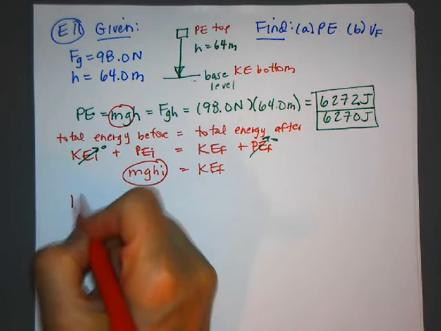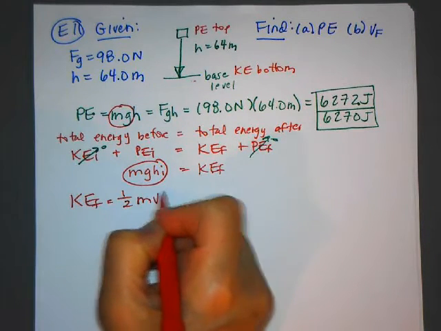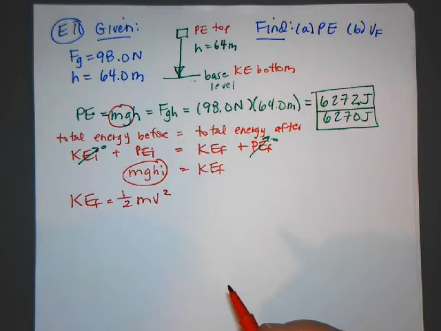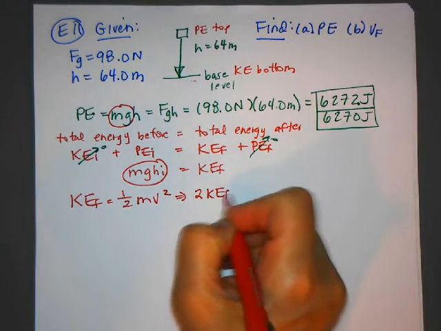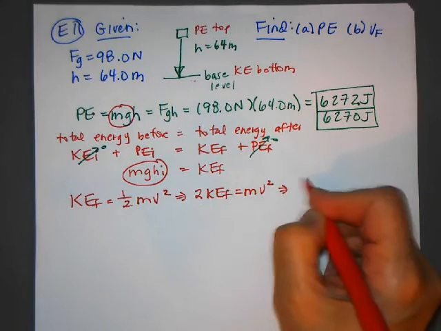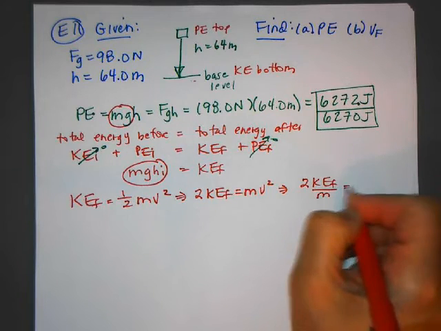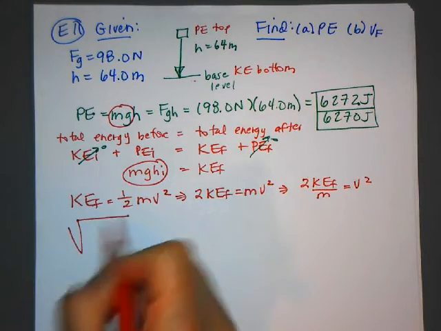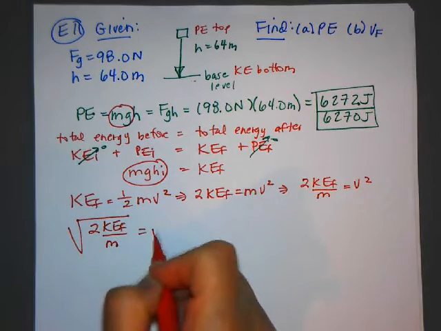And I know KEF is equal to 1/2 mv squared. So if I rearrange this equation to solve for the unknown in terms of the known, I have 2 KEF is equal to mv squared. I multiply by 2. Then I divide by m. 2 KEF over m is equal to v squared. And then I take the square root of both sides. So the square root of 2 KEF over m is equal to v.